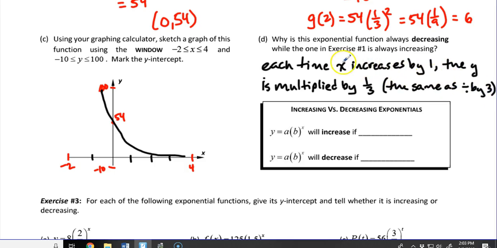Okay, so what I've said here is each time the x increases by 1, the y is multiplied by 1/3, which is the same as dividing by 3. We saw that in the table.